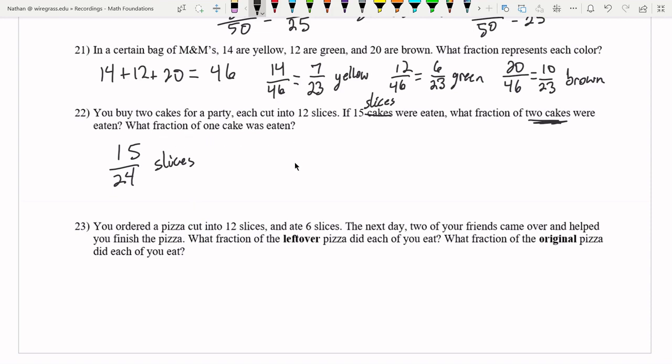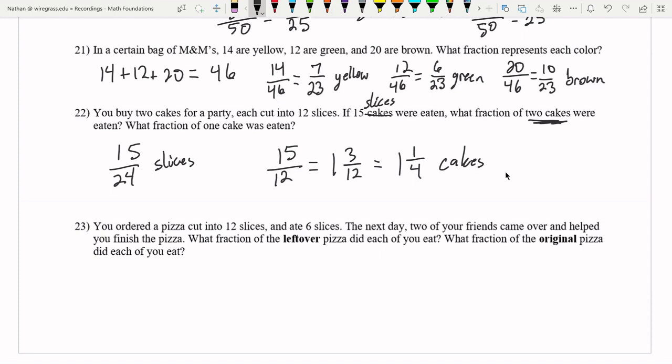Now, what fraction of 1 cake was eaten? In other words, what fraction of a cake was eaten? A cake is 12 slices, and there are 15 slices that were eaten. That means the fraction of 1 cake is 15 out of 12, or in other words, 1 3/12, which equals 1 1/4 after reducing this fraction. 1 1/4 cakes were eaten. So in the first case, we're talking about total slices because there are 2 cakes. In the second case, we're talking about actual full cakes that were eaten. Just a different way of thinking about the problem.